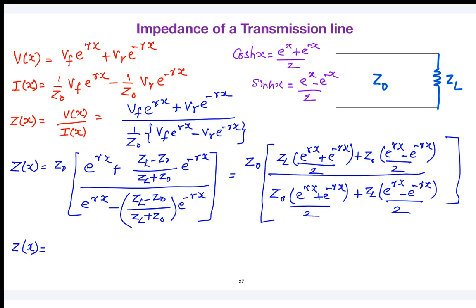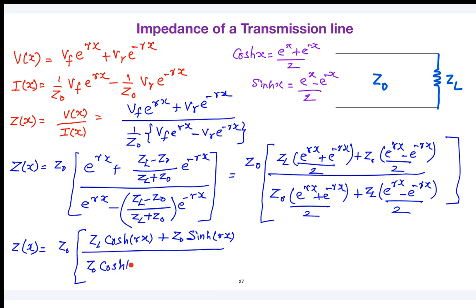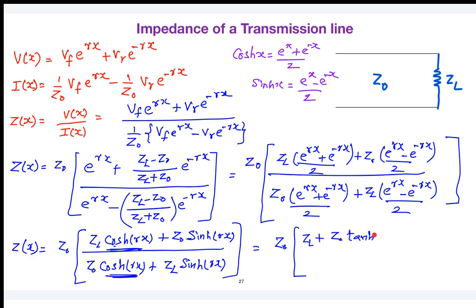So in that case, what does your equation become? Z0 into ZL cosh gamma x plus Z0 sinh gamma x, divided by Z0 cosh gamma x plus ZL sinh gamma x. You can further simplify by taking cosh gamma x common from the numerator and denominator. So you are going to get Z0 into ZL plus Z0 tanh gamma x, divided by Z0 plus ZL tanh gamma x.